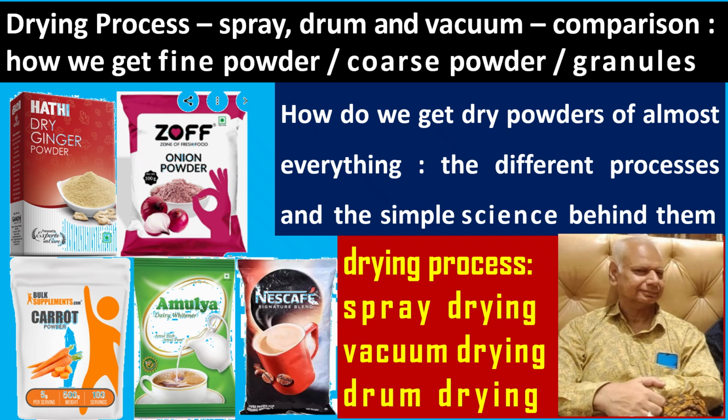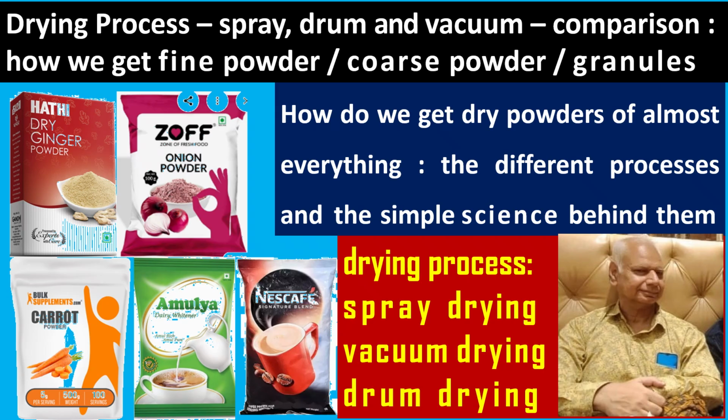In this video, we are going to discuss the drying process: spray drying, drum drying and vacuum drying, and the comparison, how we get fine powder, coarse powder, granules. Powder we are getting: dry ginger powder, onion powder, carrot powder, almost all things are available in powder form. Not to speak of milk powder and coffee powder. Milk powder and coffee powder are most common, but nowadays we are also getting carrot powder, ginger powder, onion powder.